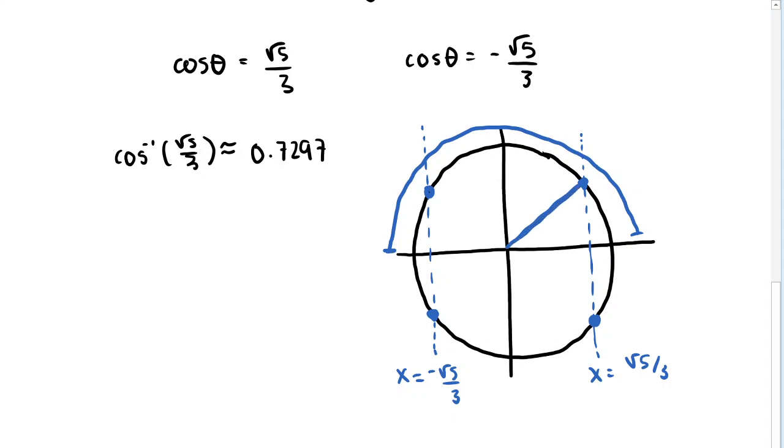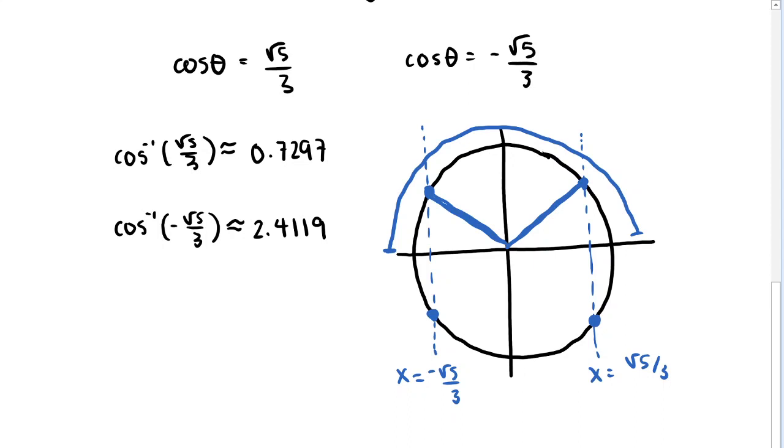And then here, if we take cosine inverse of negative square root of 5 over 3, we're going to get an approximate angle for this point here that lands between 0 and pi. And so this comes out to be 2.4119.